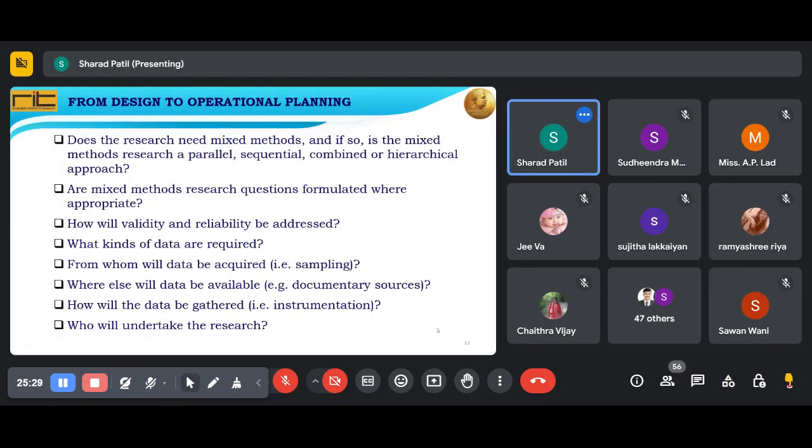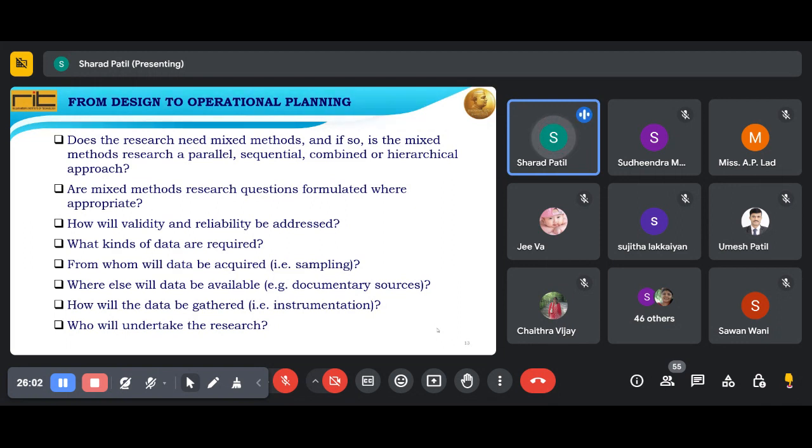Now you have the research design with you, and you are going to plan it to completion. From design to operational planning, you have defined the different stages. The framework is created, with the different steps you would like to approach, 1, 2, 3, 4, to the end of the research. Now there is a need to plan it. So design and planning is there, and from design to operational planning, you require to move ahead.